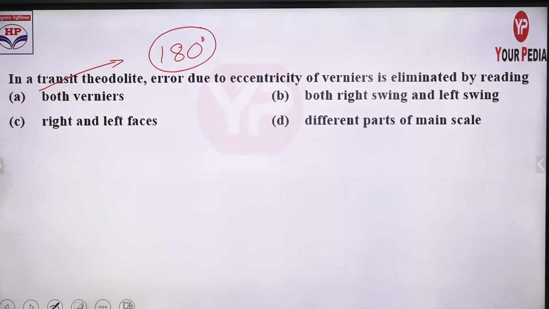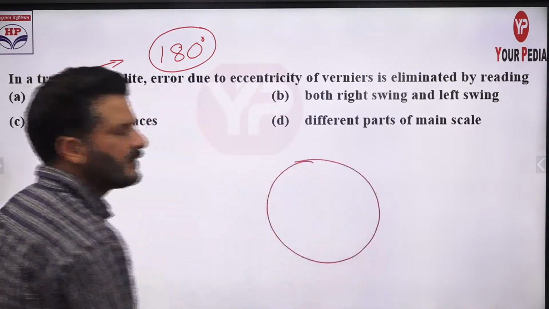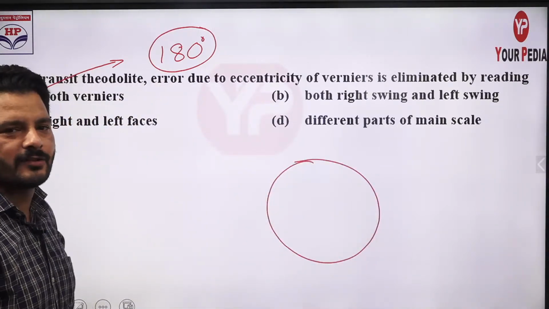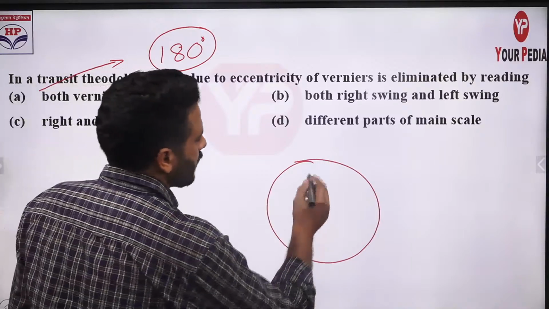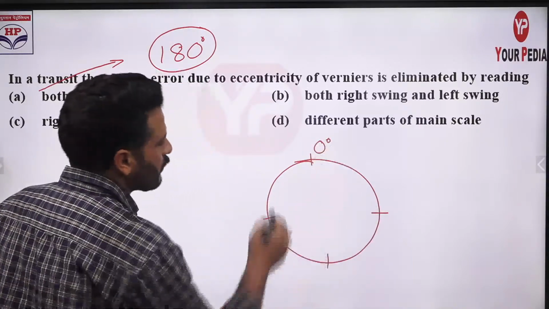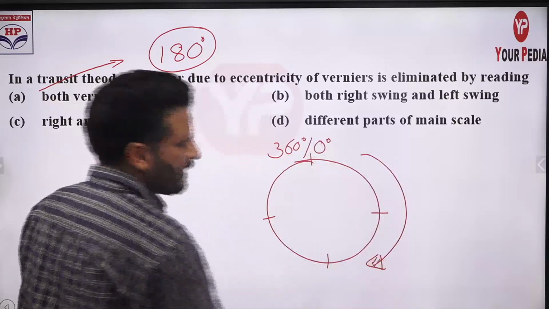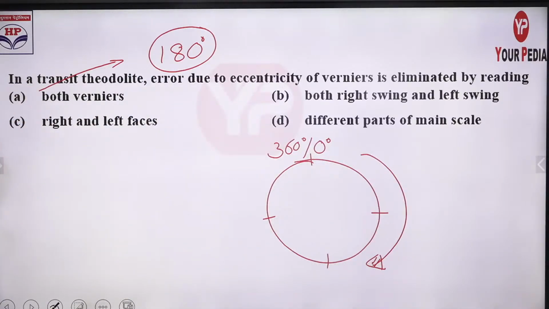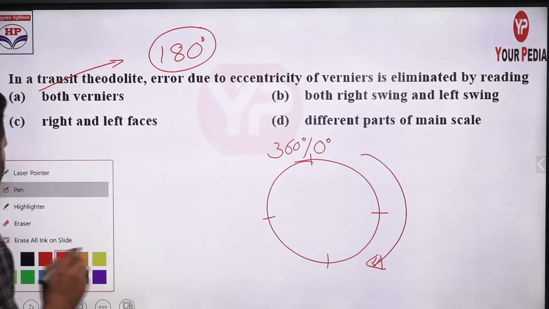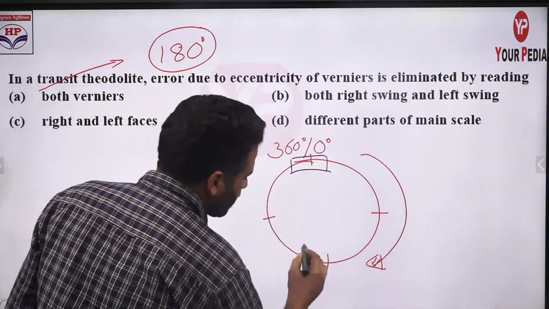Now, the error due to eccentricity of vernier. What does it mean basically? Here we have this lower circle, which represents the size of your theodolite. Here we have graduations from 0 to 360 degrees, in the clockwise direction. The graduation on the horizontal circle is 0 to 360 degrees, clockwise. Have a look, guys. When you are taking the reading, here you have a kind of opening, so a kind of vernier, and here you also have a vernier.